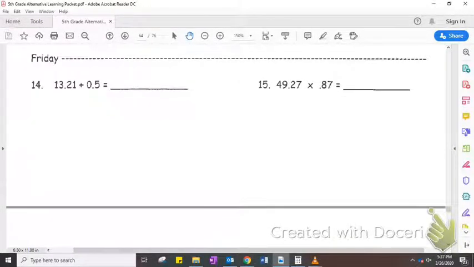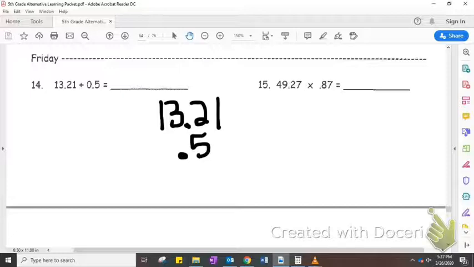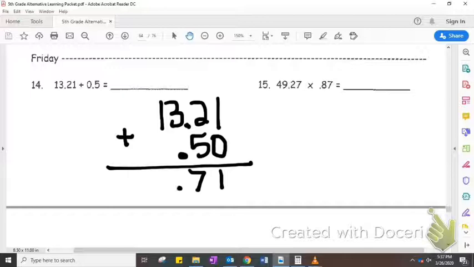Okay, so Friday, we're adding decimals here. So 13 and 21/100ths plus 5/10. When we add decimals, we want to line them up by their place value. We can put a 0 here. 50 hundredths is the same as 5/10. Okay, so 1/100th plus 0/100ths is 1. 2/10ths plus 5/10ths is 7/10ths. And then 13 plus 0 is 13. 13 and 71/100ths.